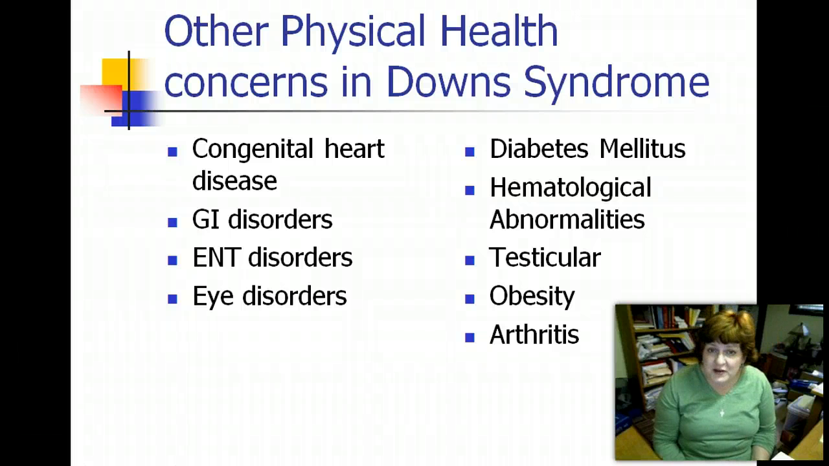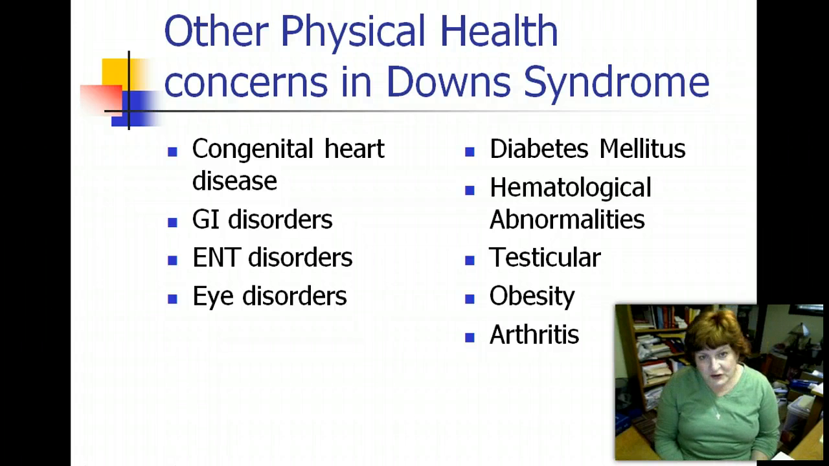Some of the other physical health concerns in children with Down syndrome: about 40 to 50% of children with Down syndrome will have congenital heart disorders, be it ventricular disorders. Atrial septal defects are also very common. Also PDAs, patent ductus arteriosus, is very, very common, and about 3% of the kids will have that and have surgery right after birth.